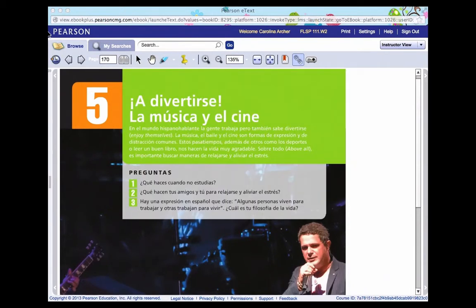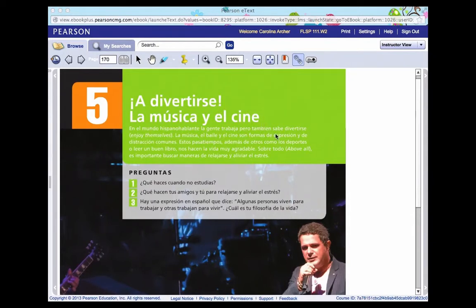We are at the end of our course in chapter 5, capítulo 5, a divertirse, la música y el cine. So we're going to be talking about what we do to enjoy ourselves, to have fun with music and movies and dancing, música, el baile, el cine. Okay, a divertirse means let's have fun or let's enjoy ourselves.